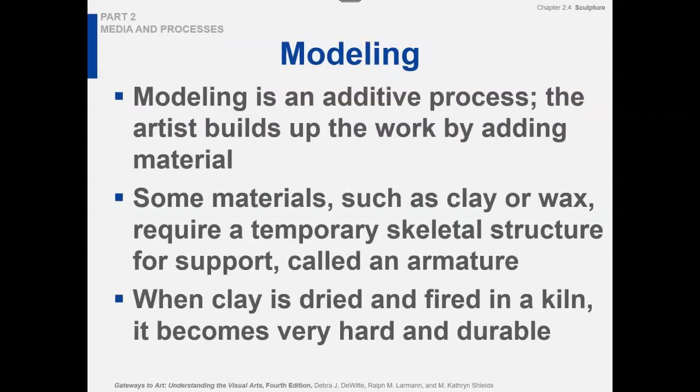So let's look at modeling. Modeling is additive. We're adding things, building up to it, adding material to it. Some of the materials you would use for modeling would be clay or wax. Sometimes it requires a temporary skeletal structure, like an armature. You can also use clay, and then the clay would be fired in a kiln, and it becomes very hard and durable. But you're modeling the sculpture.